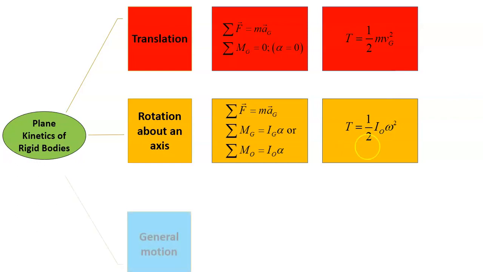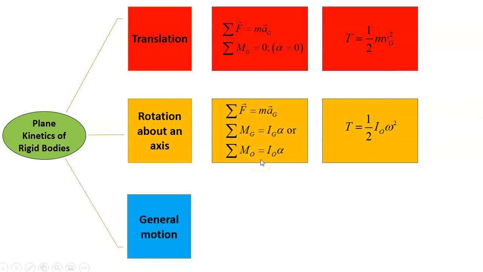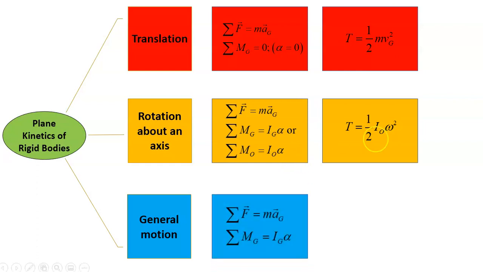The last type of the motion is the general motion. In the general motion, we have a combination of rotation and translation. In this case, if you write the Newton's second law, we will have the summation of the force is equal to m ag, and we can write a moment equation about the mass center, which is equal to Ig alpha.